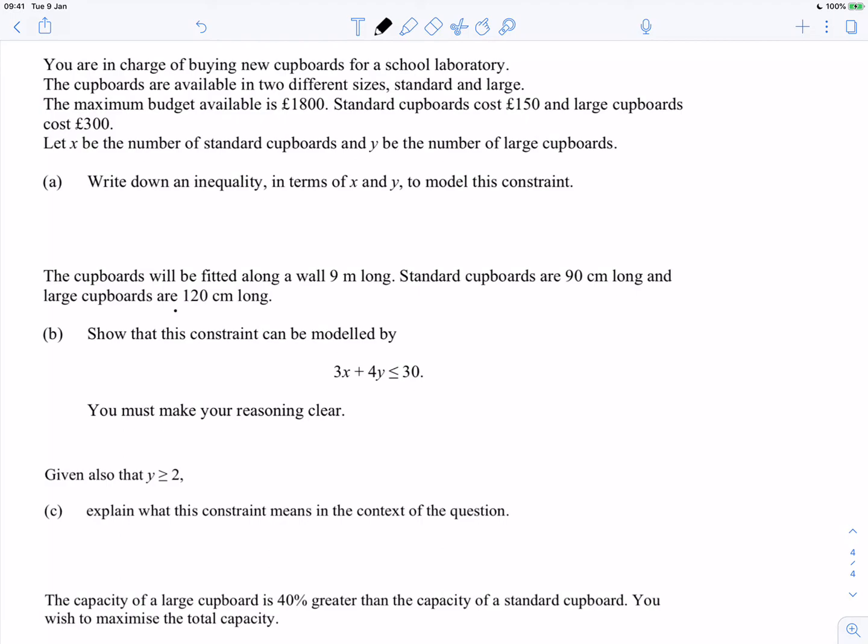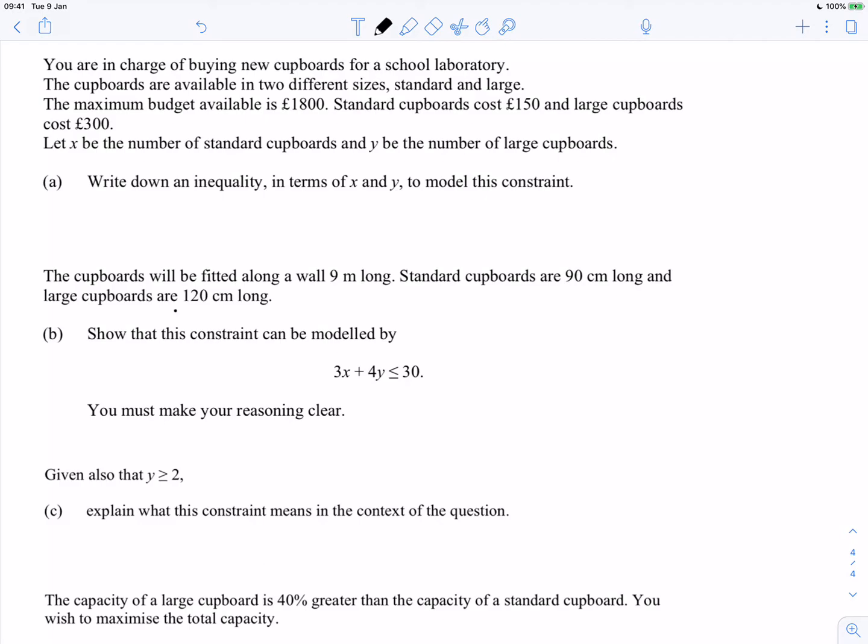Okay, right. You are in charge of buying new cupboards for a school laboratory. The cupboards are available in two different sizes, standard and large. The maximum budget is $1,800 and standard cupboards cost $150 and larges cost $300. Let X be standards and Y be large. Write down an inequality in terms of X and Y to model the constraint.